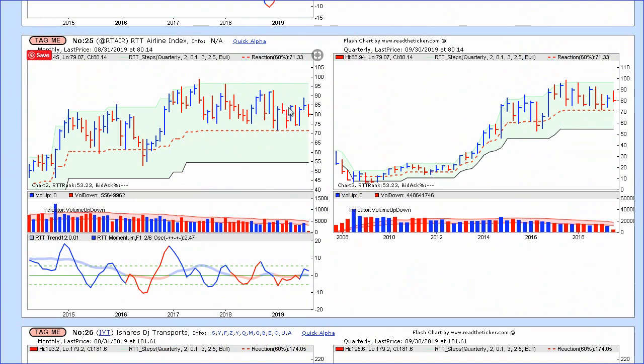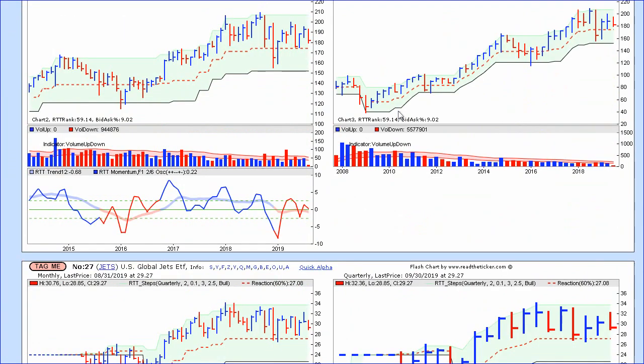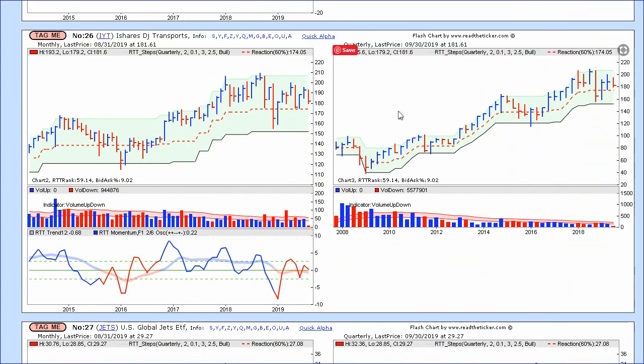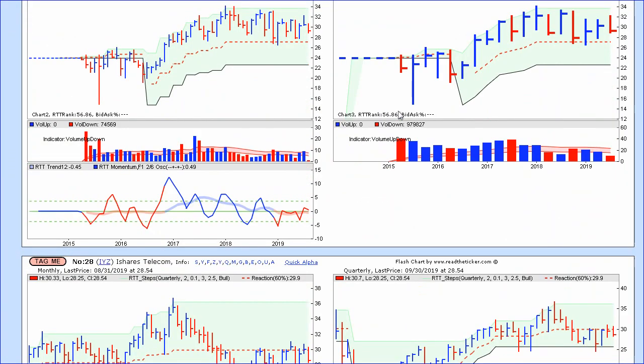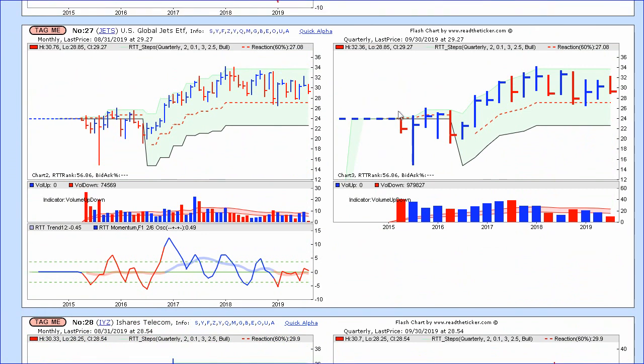A bit messy in the middle here. Obviously, if the stock market continues to go back up and crude oil stays down, this is going to be quite interesting. So keep an eye on airlines. Transport, well, that's part of the airline thing, but airline looks the hottest. What's this one? Global Jets. Okay, that's another airline. So airlines look interesting.